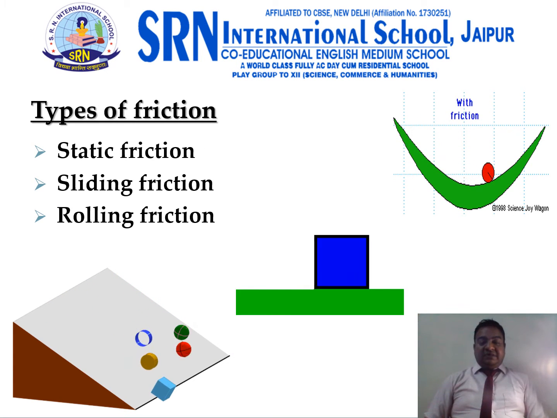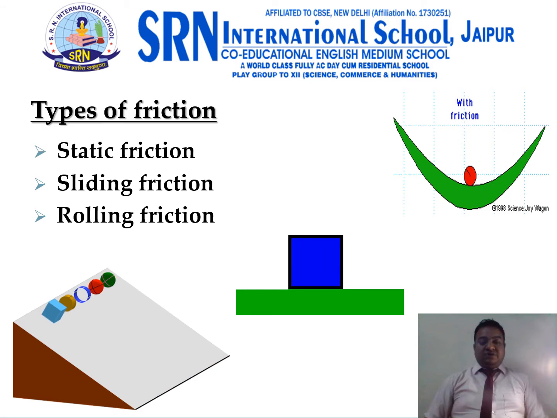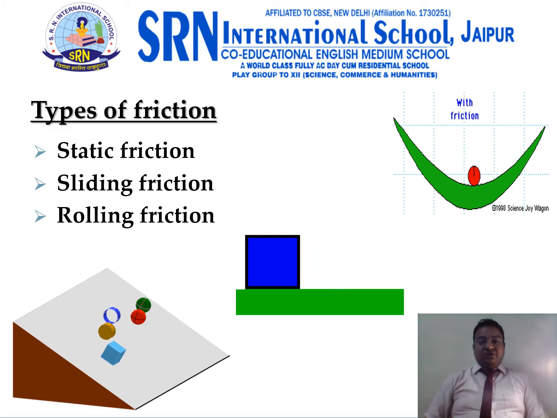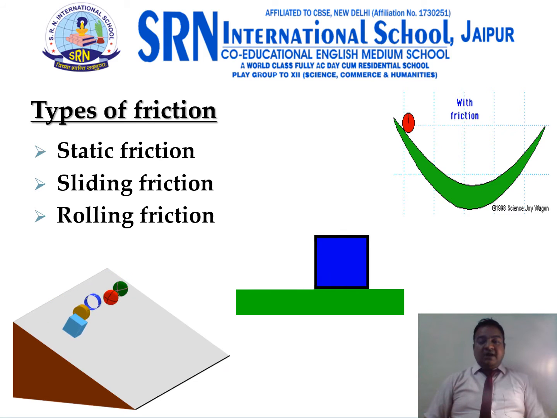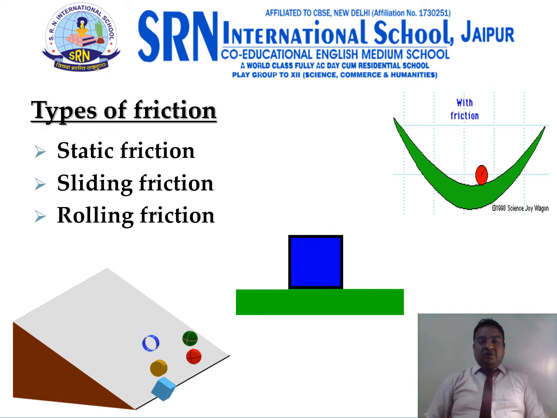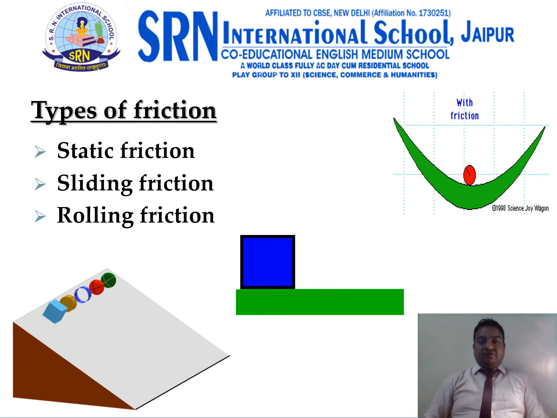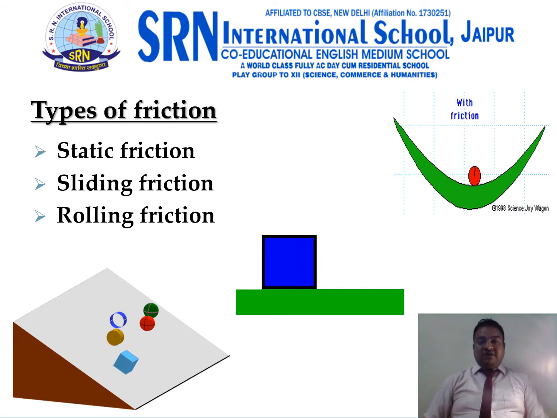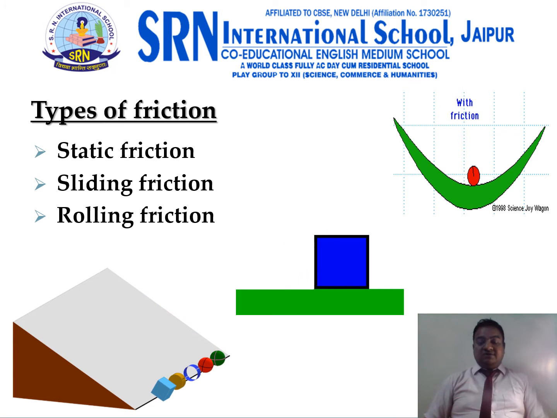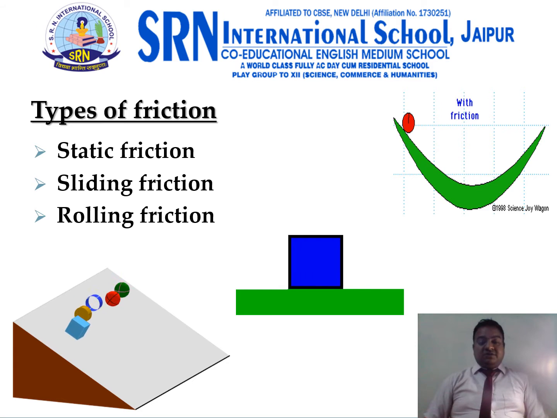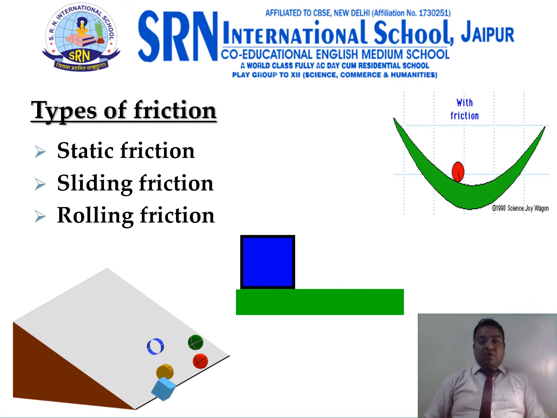There can be basically three types of frictional forces, that is static friction, sliding friction and rolling friction. Now what is static friction? The force of friction between the object and the surface of the floor in the position of rest is more and is called static friction. Static friction is considered to be the maximum amount of friction.